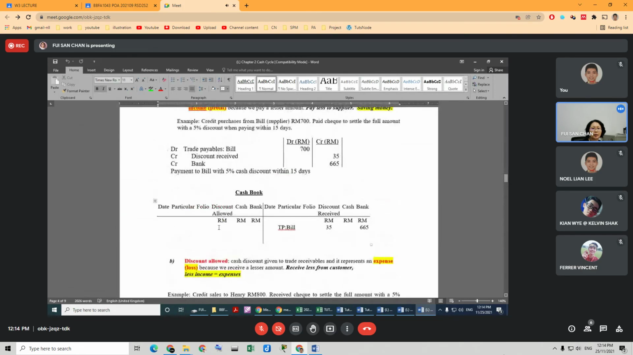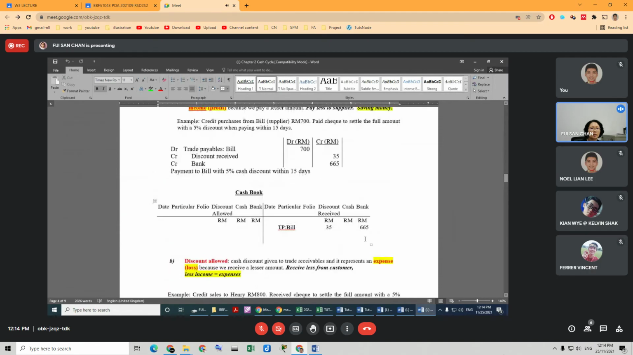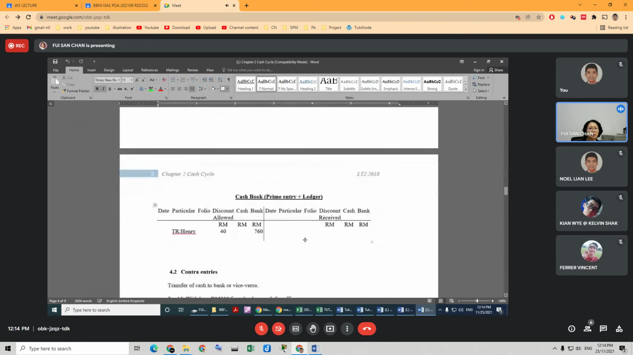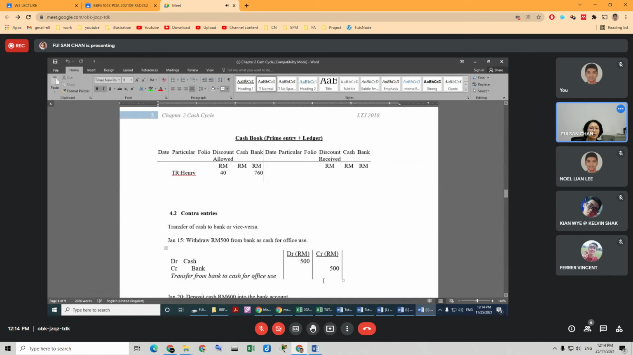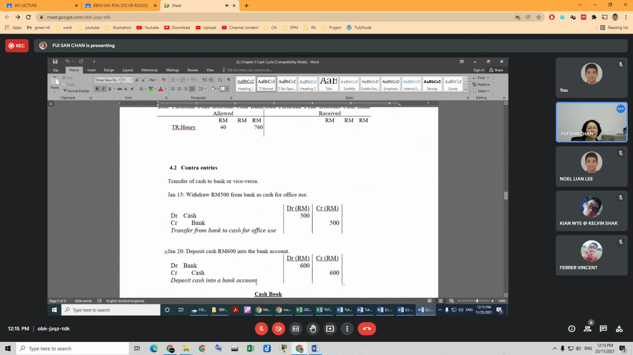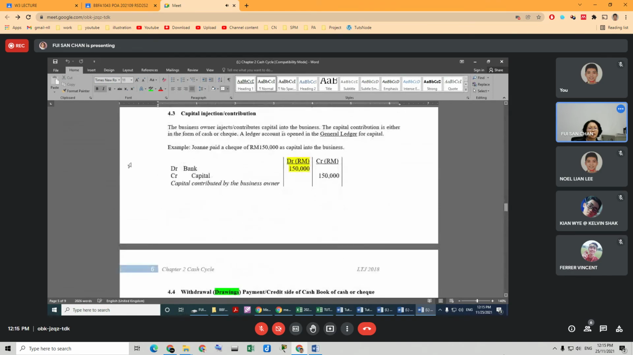So you know how to fill up the discount allowed and discount received, right? If you do homework, this one is not a problem at all. And normally what they test you is the 3-column cash book. So again, all the examples, all the illustrations in your lecture notes, please study. Make sure you master them and understand what it is all about. Like this one, capital injection: debit bank, credit capital.